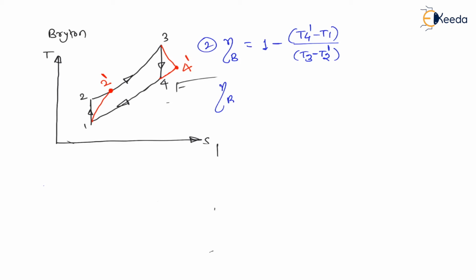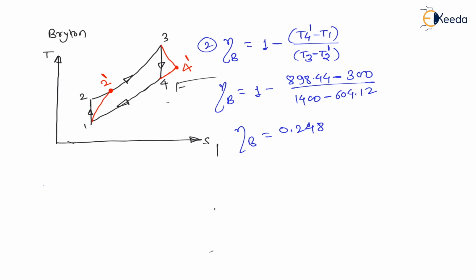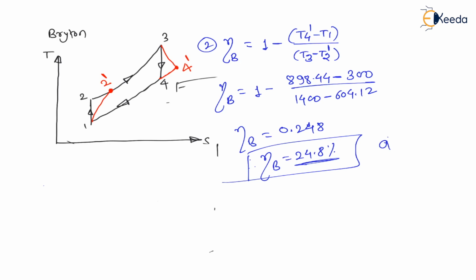Therefore the efficiency of this Brayton cycle is equal to 1 minus (T4', which we calculated as 898.44, minus T1, given as 300) divided by (T3, given as 1400, minus T2', which we calculated as 604.12). Now let us calculate the efficiency. From this calculation you will get 0.248, right? That means in percentage the efficiency of the Brayton cycle will be equal to 24.8%. Therefore 24.8 is your answer, and option A is the correct choice.